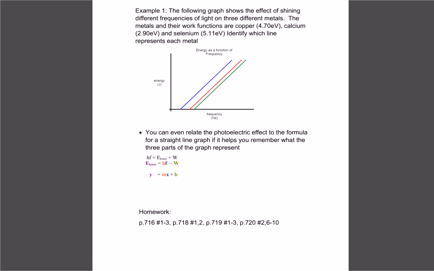So to answer this question, you can see it's asking which line is which. If you look at the 3 numbers, selenium has the largest work function, so that means it's going to be the highest threshold frequency, so the green one has to be selenium. And you can see the next highest is copper, so that means that's the red one. And our last one with the least work function would have the least threshold frequency, so that would be our calcium. And that's all for this topic.